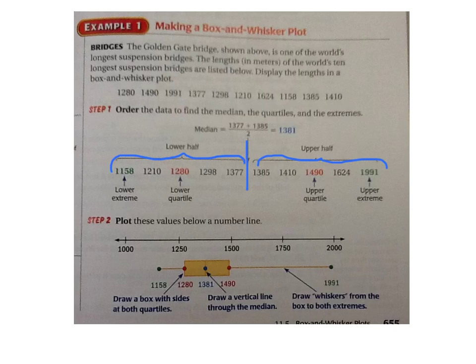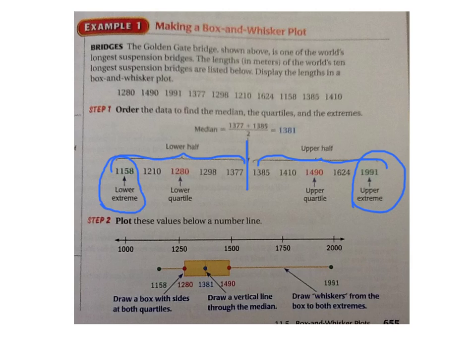Okay, now your lowest number, your smallest number, we call the lower extreme. And your highest number is what we call the upper extreme. So these are just vocabulary words that you have to remember, so that if they ask you to name the upper extreme, you can say, oh, that just means the biggest number. It's 1991.